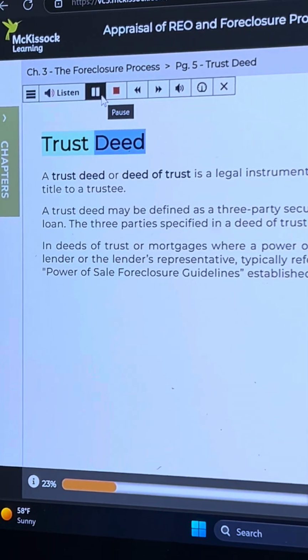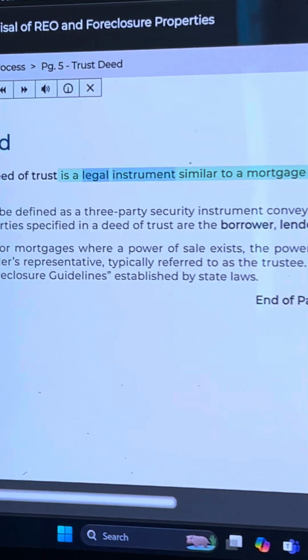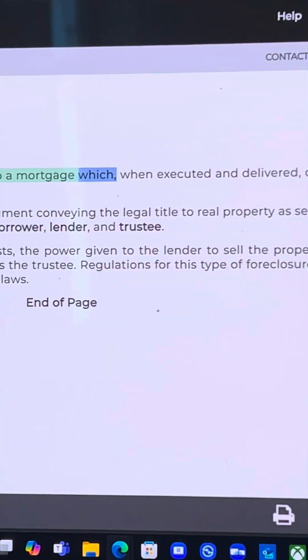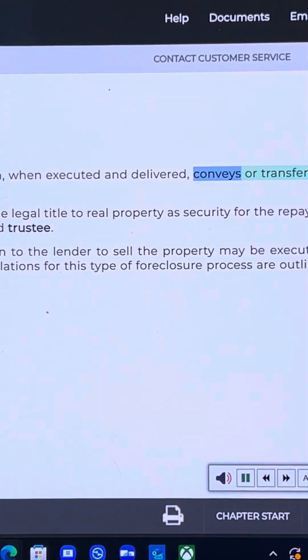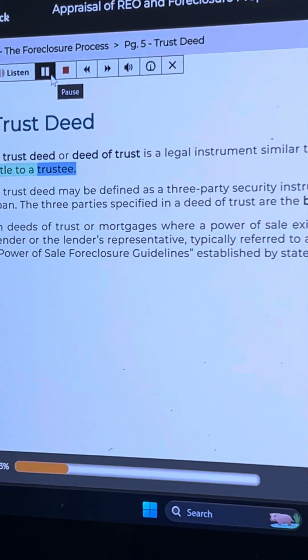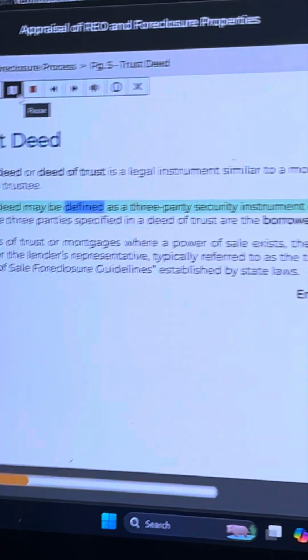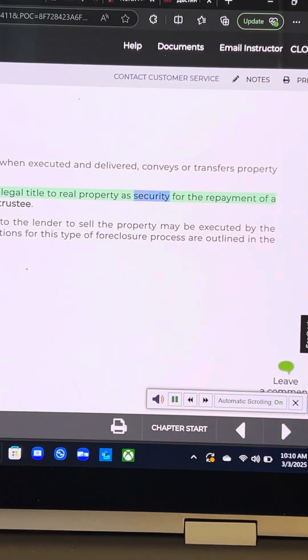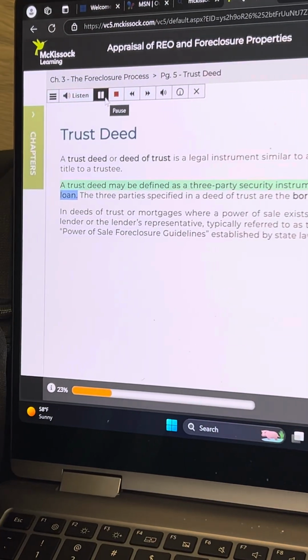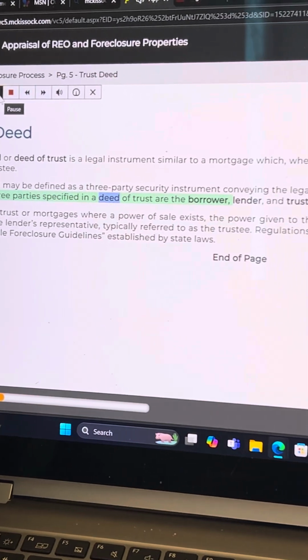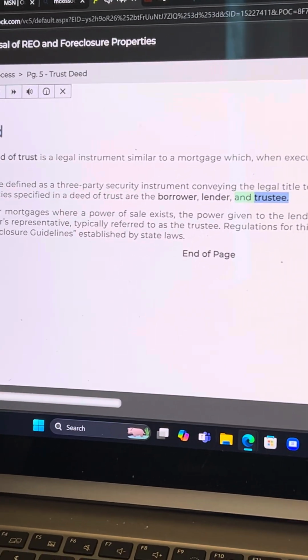Trust deed. A trust deed or deed of trust is a legal instrument similar to a mortgage which, when executed and delivered, conveys or transfers property title to a trustee. A trust deed may be defined as a three-party security instrument conveying the legal title to real property as security for the repayment of a loan. The three parties specified in a deed of trust are the borrower, lender, and trustee.